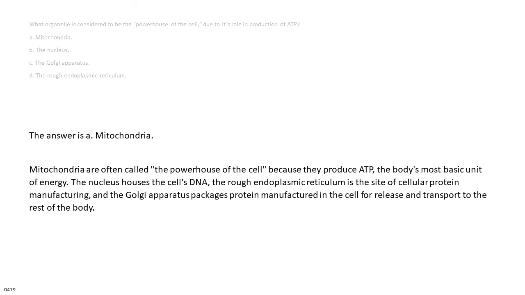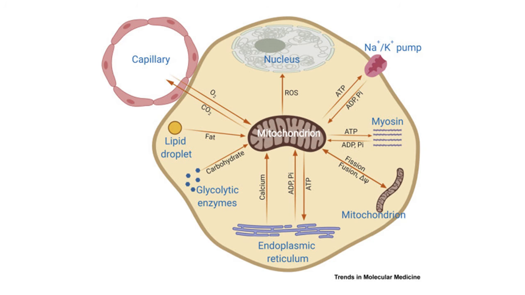The answer is A. Mitochondria. Mitochondria are often called the powerhouse of the cell because they produce ATP, the body's most basic unit of energy. The nucleus houses the cell's DNA, the rough endoplasmic reticulum is the site of cellular protein manufacturing, and the Golgi apparatus packages protein manufactured in the cell for release and transport to the rest of the body.